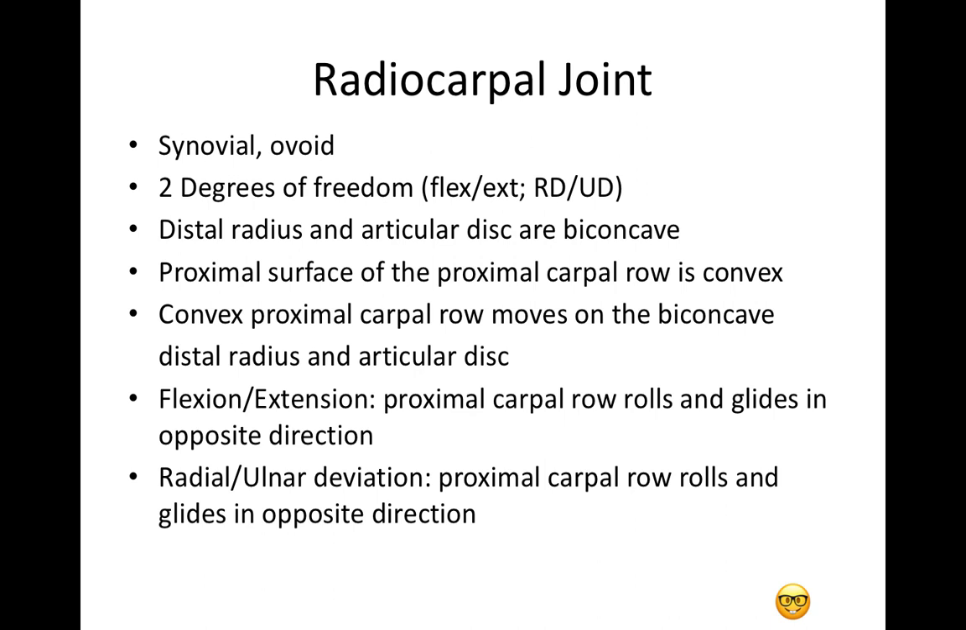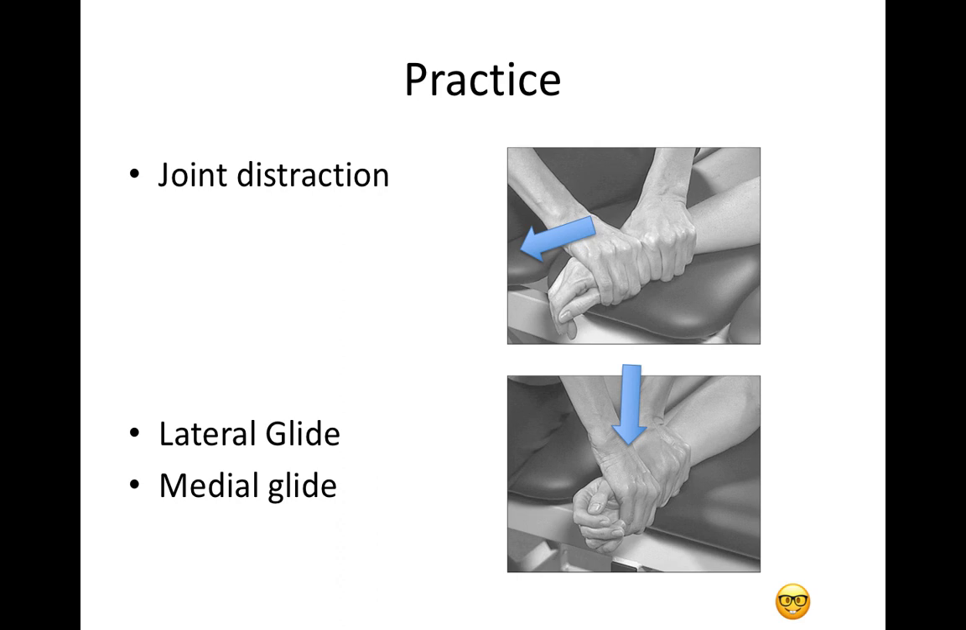If we're talking about the movement of radial and ulnar deviation, which again is the osteokinematic movement, the proximal carpal row is going to roll and glide in the opposite direction. And again, that's because we have a convexity that's presenting on a concavity. We practiced this summer. One of the accessory movements that we practiced was distraction of the radiocarpal joint. And then if we're talking about the movements of radial and ulnar deviation, the other accessory movements or arthrokinematic movements that we practiced were a lateral glide and a medial glide, matching with the movements of radial and ulnar deviation.